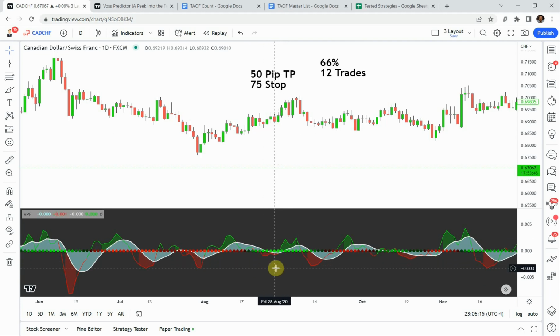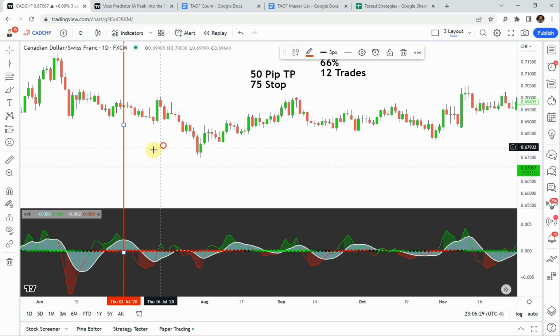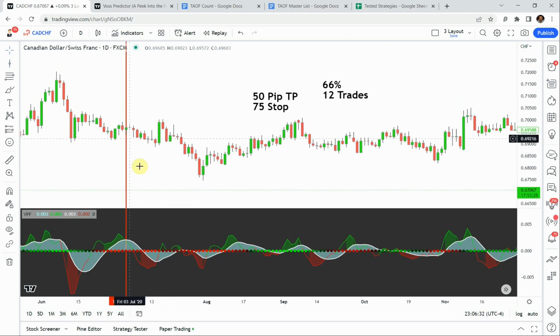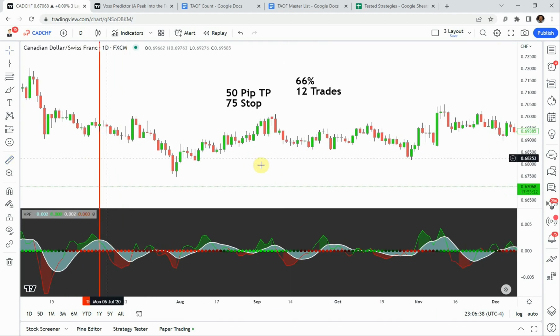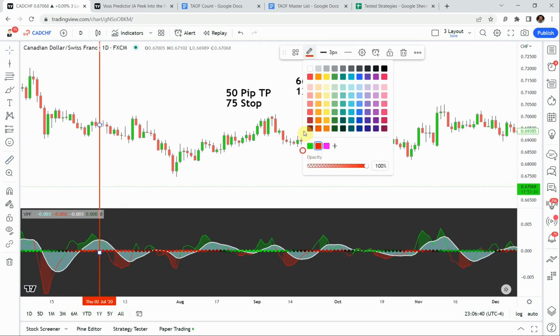For example, right here we have our dots in the red coloration, and we get the cross where the green line here crosses down below that grayish light colored line right there. That would be a short trade, and you can see that we get a nice push to the downside there. That one would have gotten us to our take profit.